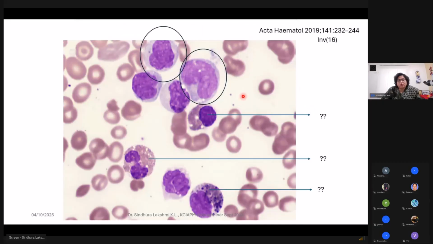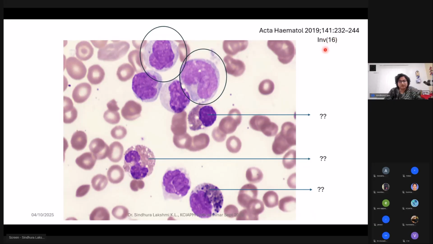Now, what is this? These are the promonocytes which we saw earlier. You can see the delicate infolding of the nuclei over here. There may be some immature eosinophils. You can see eosinophilic granules. This is a mature eosinophil over here. And you can see eosinophils with basophilic granules. These are called eobasophils, typically seen in inversion 16 AMLs.